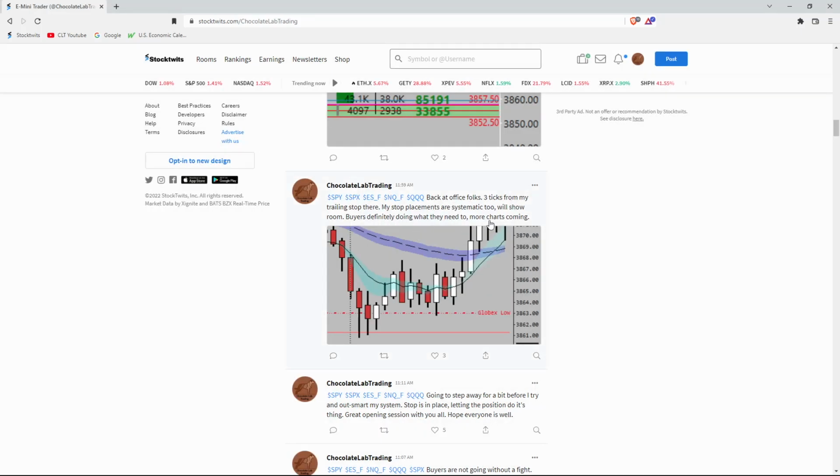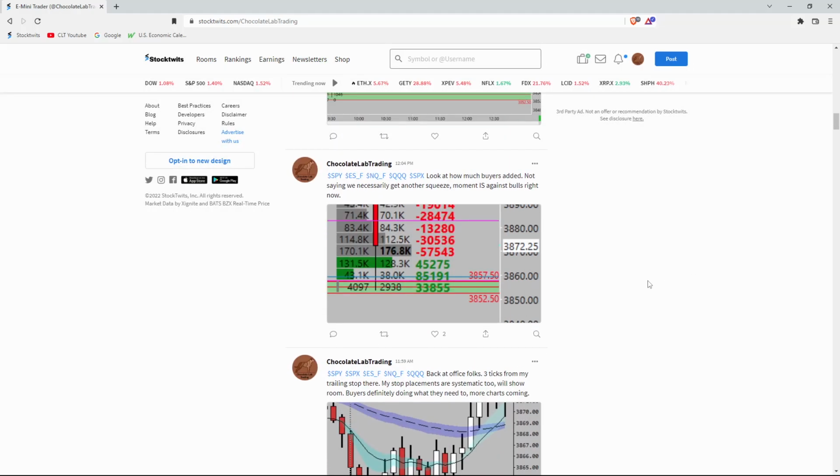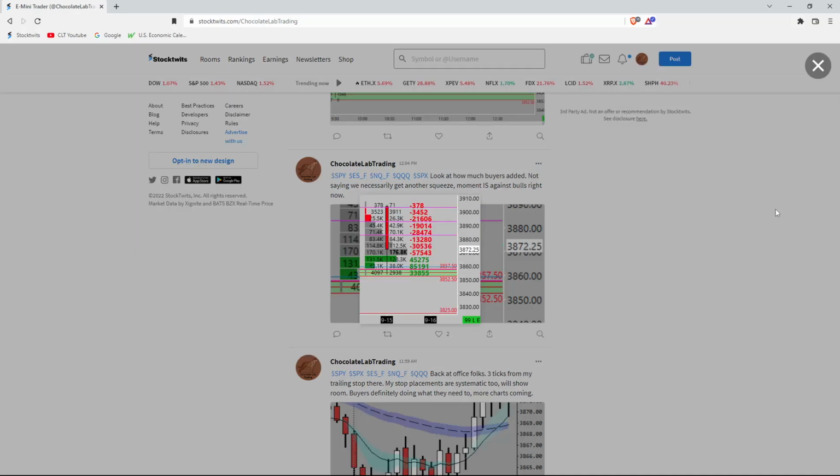My stop placements are systematic too, and in the room I'll show people how I place my stops. Now it doesn't matter. I still ended up getting stopped. But if I was here, I would assume is a place that I definitely could have added and collected another 13-point move from this move. Just looking here, I don't know if it went higher, I don't remember. 12.04 now. Look how much buyers added. Not saying we necessarily get another squeeze. Momentum is against bulls right now.